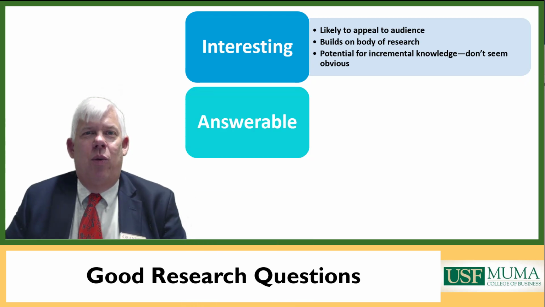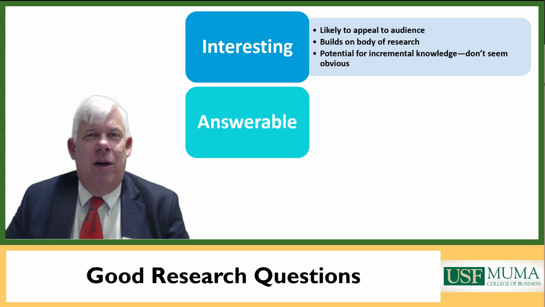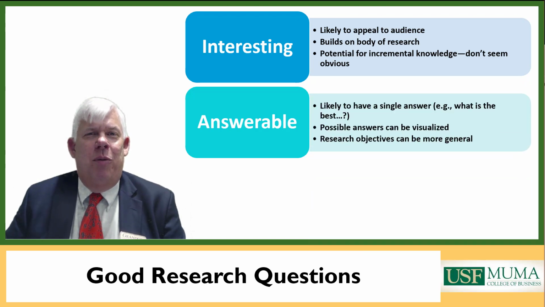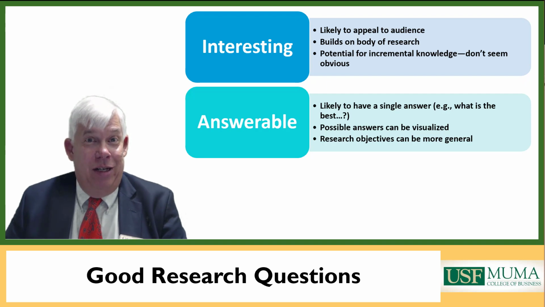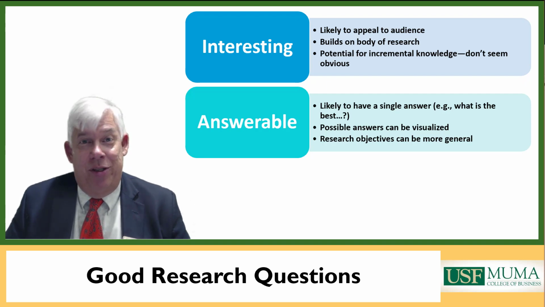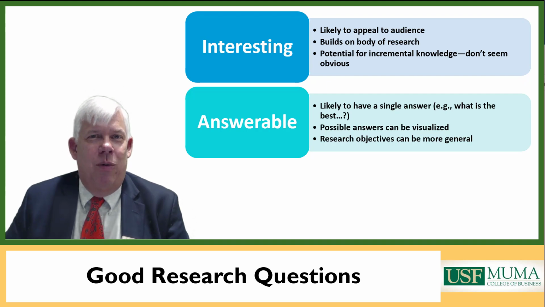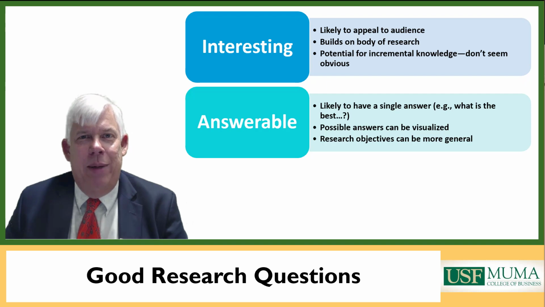Now, another thing that you want is a question that's answerable. I spend a lot of time assessing proposals for research within the doctoral program that I run. And a lot of times people frame questions that could not be answered. Now, an answerable question is likely to have a single answer. So if you begin a question with what is the best, chances are, unless you've got an optimizing procedure built into your research, you're not going to be able to answer that question. Another type of question that is generally impossible to answer is a question, what is the world going to be like 5 years from now?